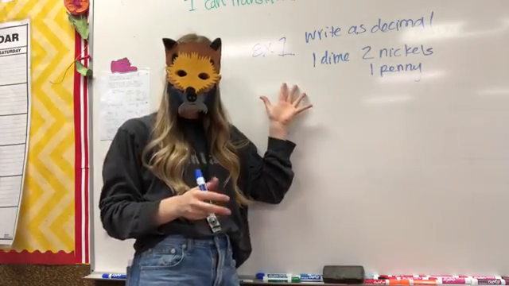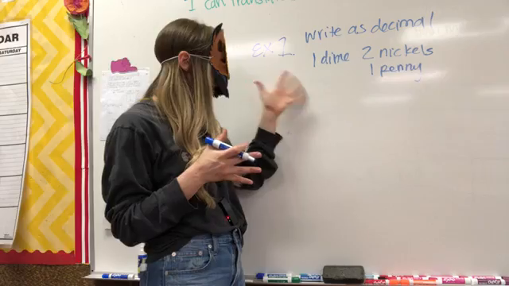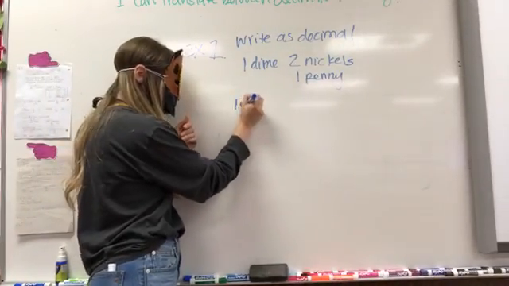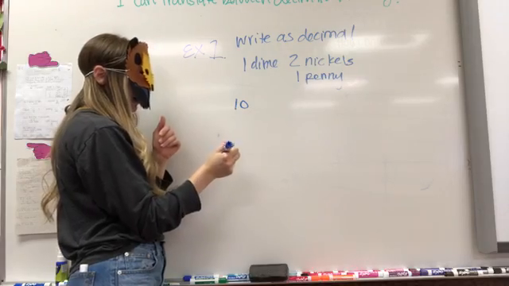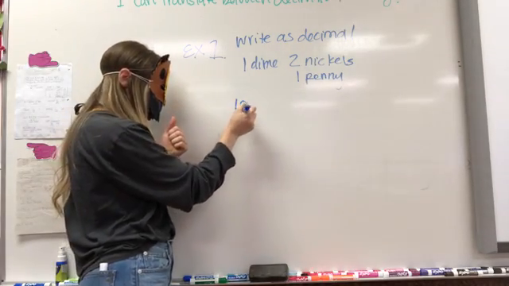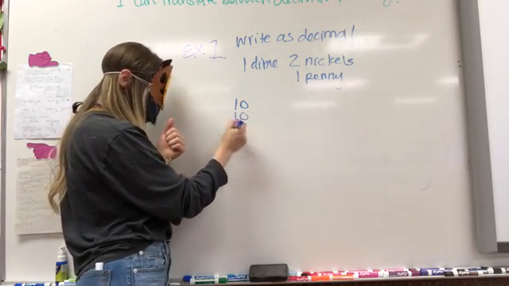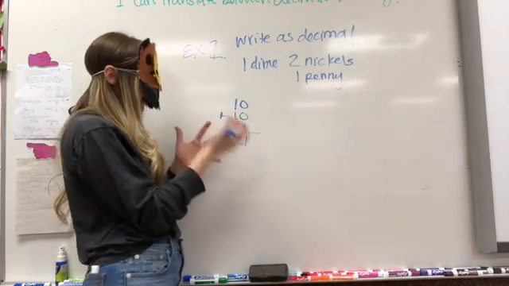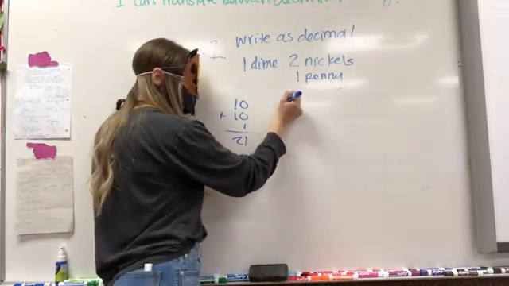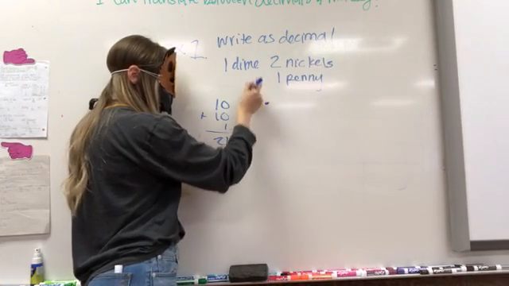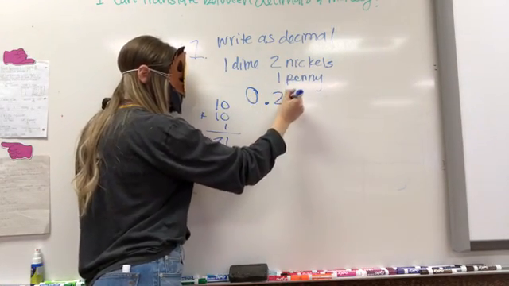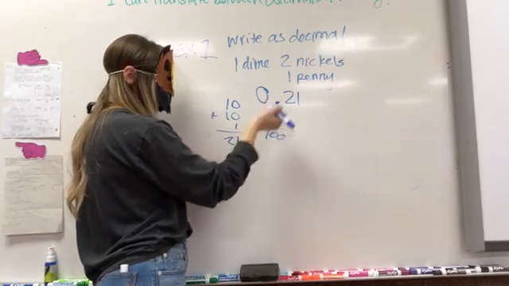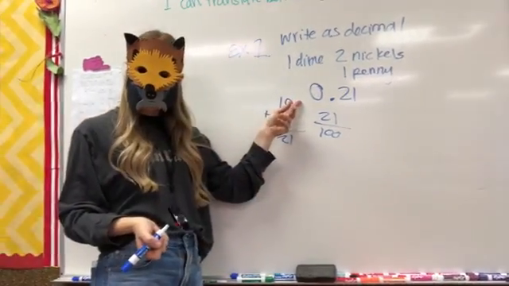So step 1, we need to figure out how much money we have altogether. If you have 1 dime, that's 10 cents. You have 2 nickels, that'd be 5 plus 5, another 10 cents. And then a penny. So altogether, we have 21 cents. Okay? So how do we write this as a decimal? Well, we don't have any dollars. We just have 21 cents because we know 21 is out of 100. So 21 cents. This would be it as a decimal.